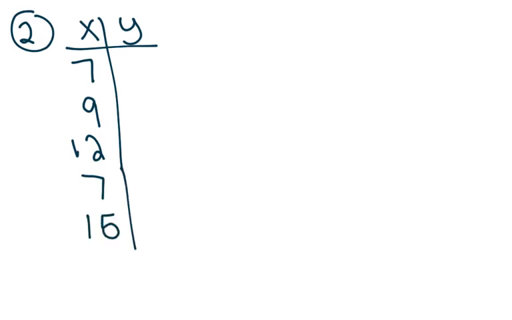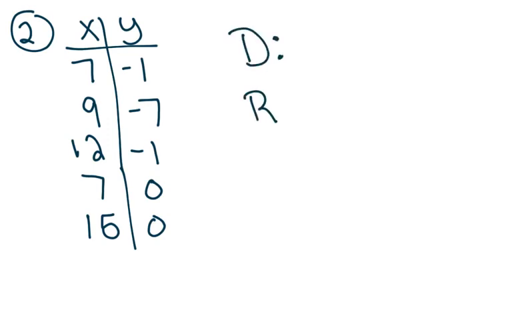All right, so then my y values are going to be -1, -7, -1, 0, and 0. All right, so the questions we have to be able to answer: domain, range, and is it a function? All right, so let's look at our domain values.